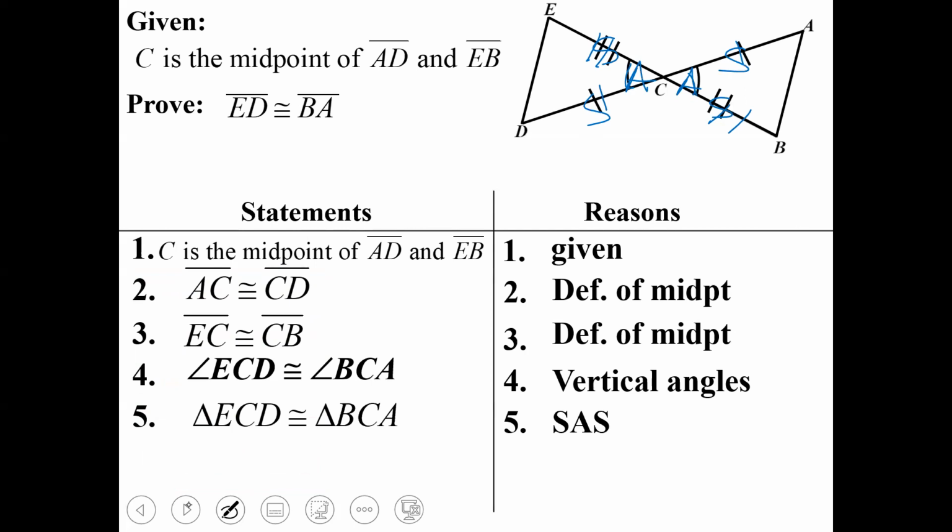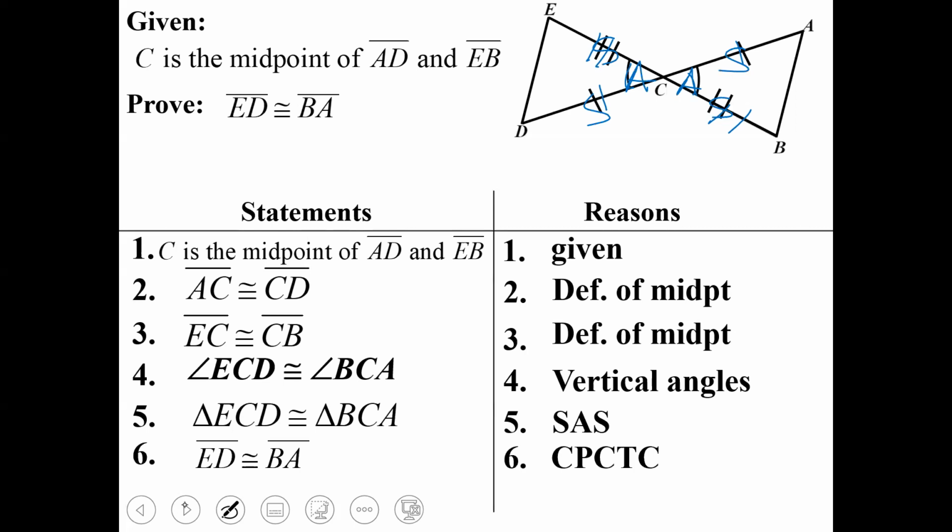Our very last statement is always what we're trying to prove. So statement 6 is going to be, good. We know that side ED is congruent and corresponds to BA because of CPCTC.